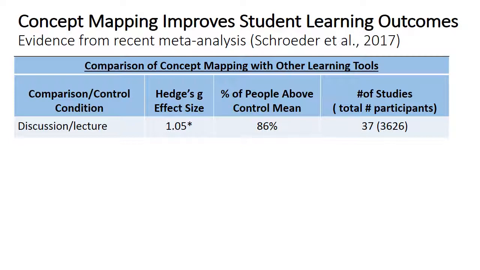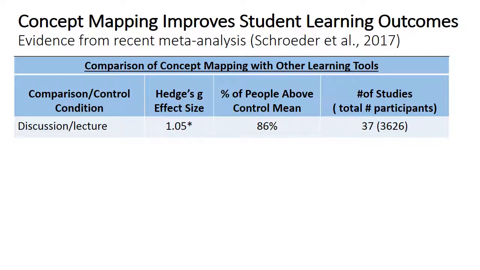To make that statistic more concrete, we can translate it into the percent of people in the concept mapping group who scored above the control group's mean, and for a g of 1.05, that would be 86%. So with respect to concept mapping versus traditional discussion or lecture, this is a very large effect. 86% of the students were scoring greater than the mean of the group that got discussion and lecture.